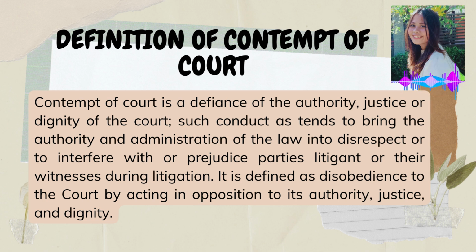Rule 71 talks about contempt and the definition of contempt of court. This was discussed in the case of Regalado versus Go, which will be tackled later. Contempt of court is a defiance of the authority, justice, or dignity of the court. Such conduct as tends to bring the authority and administration of the law into disrespect or to interfere with or prejudice parties, litigant, or their witnesses during litigation. It is defined as disobedience to the court by acting in opposition to its authority, justice, and dignity.